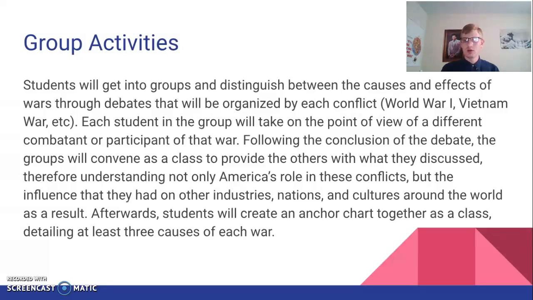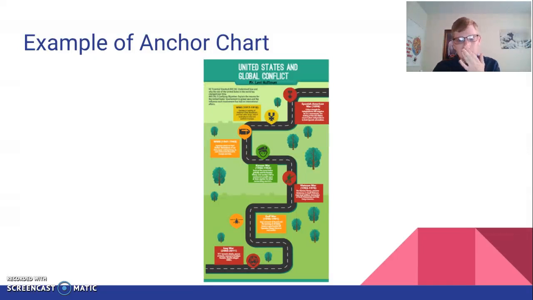Following that, we will all come together as a class and create an anchor chart, which I have an example of here. The anchor chart doesn't have to look exactly like this, but the main reasoning for it is so we can list off every war and put the reasons and causes for that war there. So it's a good way to remember. It's an organized chart, a graphic organizer that will make it a lot easier to understand these reasons. So I've got all the sheets here, and I'm going to call off everyone's name as far as what group they will be in, and we'll get started. All right? Good.